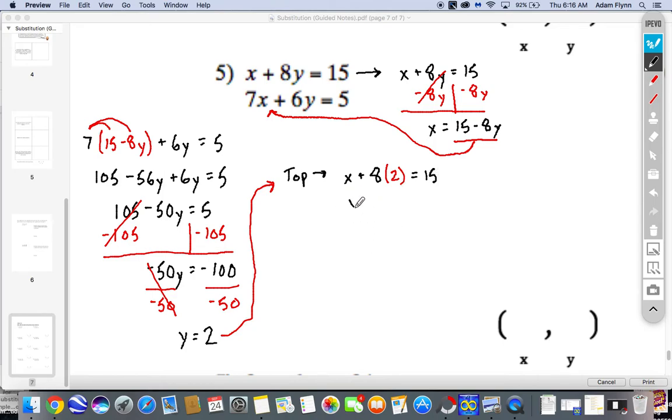8 times 2 is 16, so I've got x plus 16 equals 15. I will subtract 16 from both sides. When I do that, 16 minus 16 cancels, so I get x equals 15 minus 16, which is negative 1. So my solution to this system of equations, where these two lines would cross, is at the point negative 1, positive 2. Got a negative 1 for x, positive 2 for y.